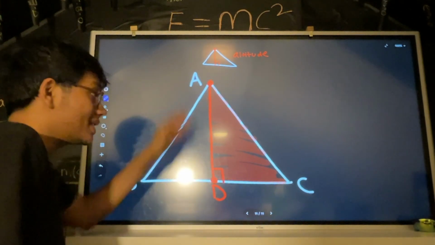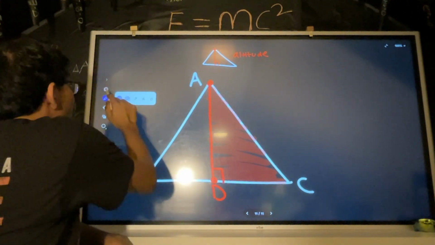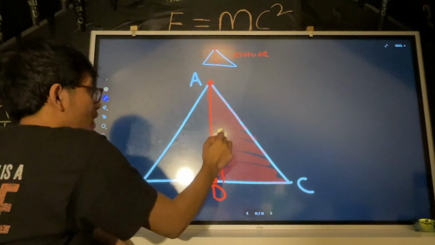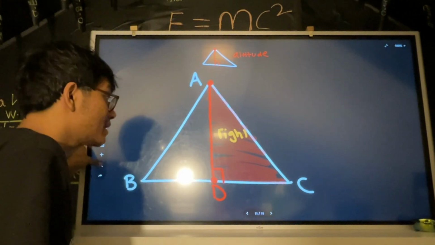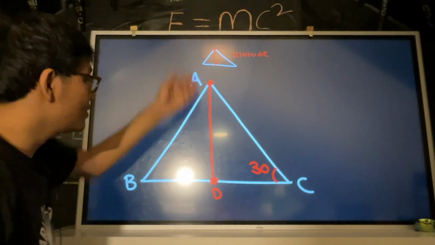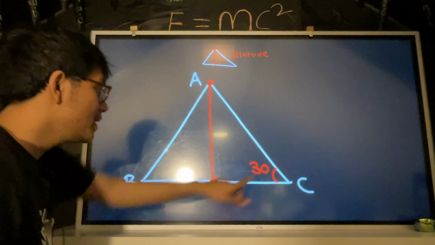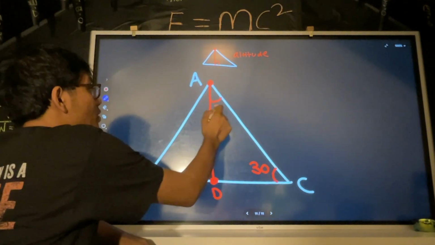Well, just by knowing that this is the altitude, you know it's going to hit at a right angle. So this triangle is going to be a right triangle. It's going to be a right triangle. But there's more to the altitude than that. Here's another way you can use the altitude. Let's say I tell you that line segment AD is an altitude, and this angle C here is 30. Well, what would this angle be?